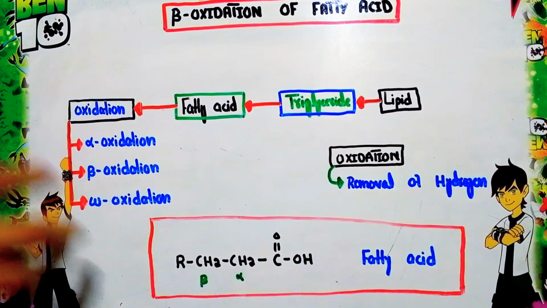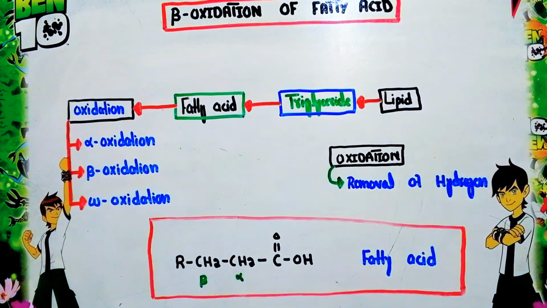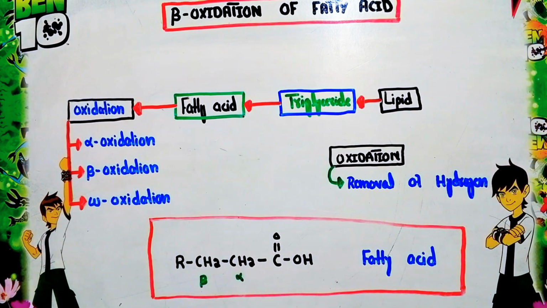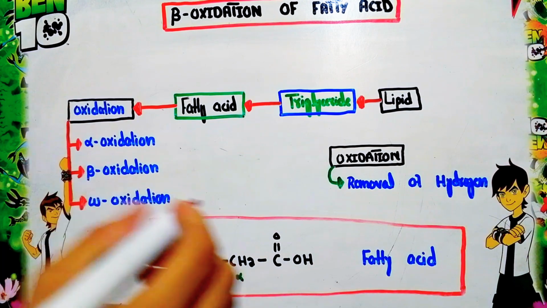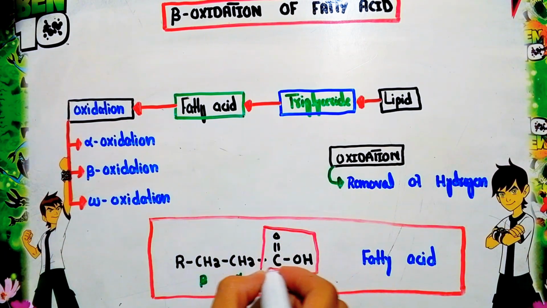Now we will discuss what beta oxidation of fatty acids is. First, what is a fatty acid? A fatty acid is basically a long chain of hydrocarbon that possesses a carboxylic acid group. This is the carboxylic acid group, and this is the generalized structure of a fatty acid.